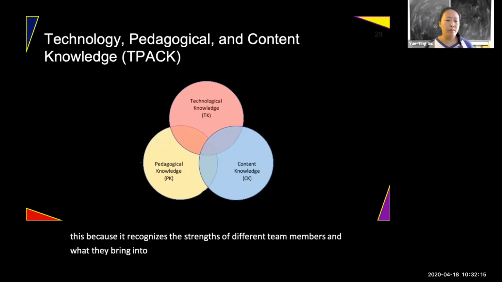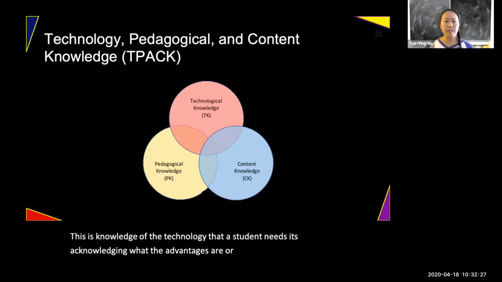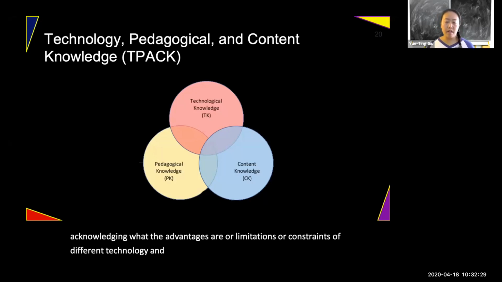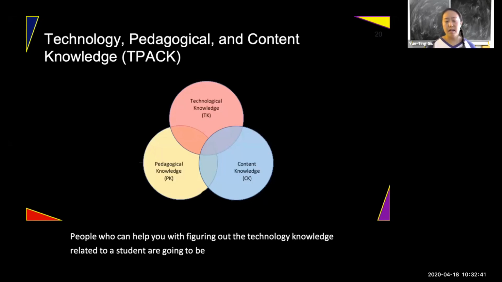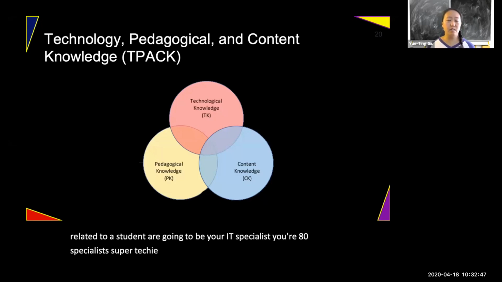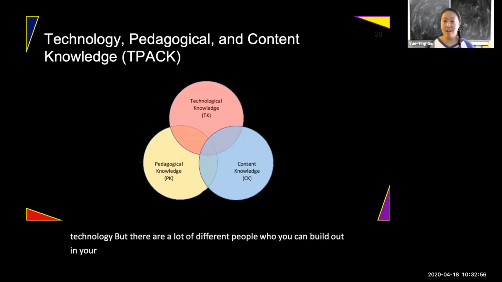I really like this because it recognizes the strengths of different team members and what they bring into the process. Starting with technological knowledge, this is knowledge of the technology that a student needs. It's acknowledging the advantages, limitations, or constraints of different technology, and understanding what technology is going to benefit a student. People who can help you with the technology knowledge are your IT specialists, your AT specialists, super techie friends, and techie blind or low vision people who use technology. There are a lot of different people you can build out in your community of practice who can help you construct the technology knowledge.